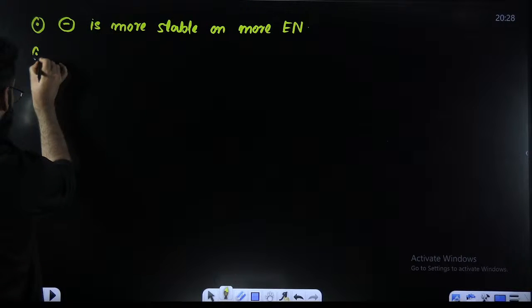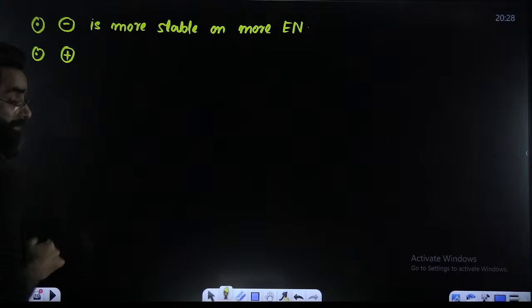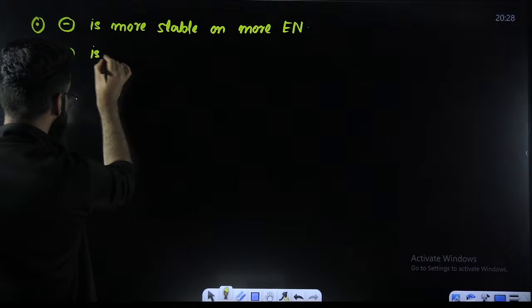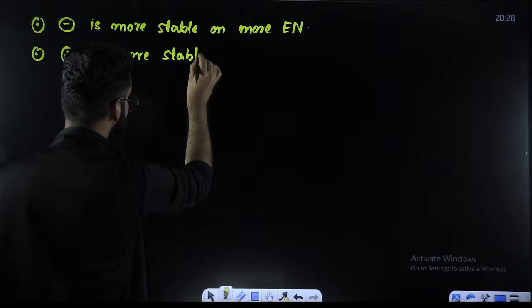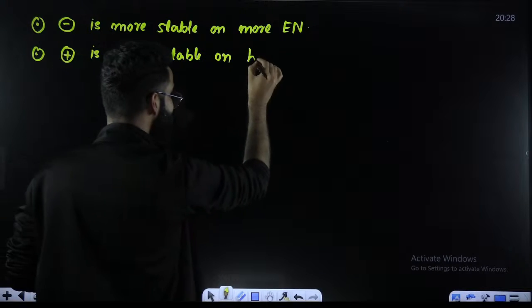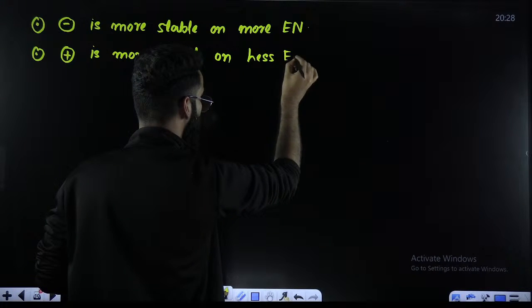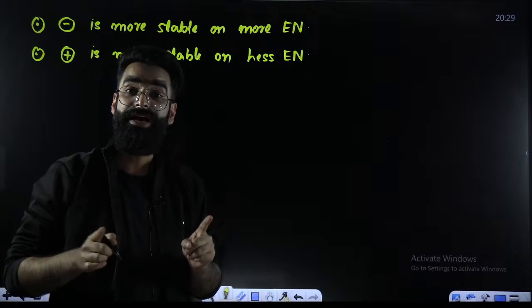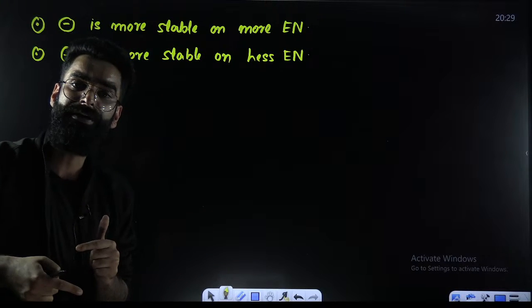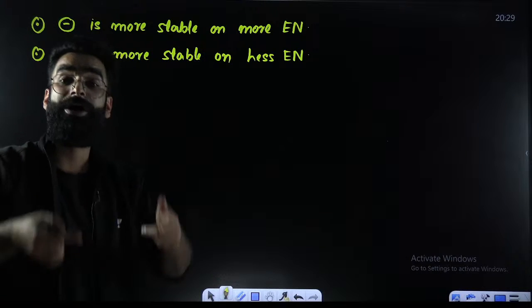Similarly, guys, do remember one more point. Positive charge is more stable on less electronegative element. These are two very important points which I'm telling you right now. Negative charge is more stable on more electronegative element. Positive charge is more stable on less electronegative element.